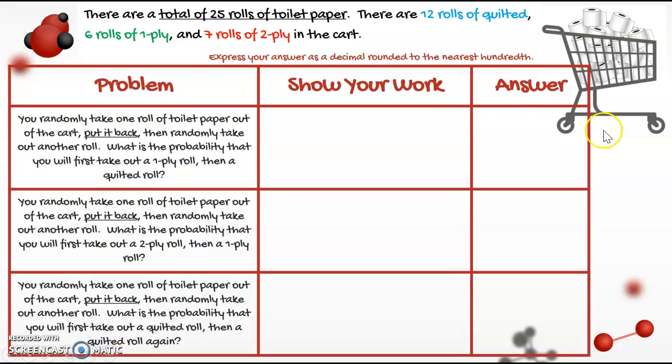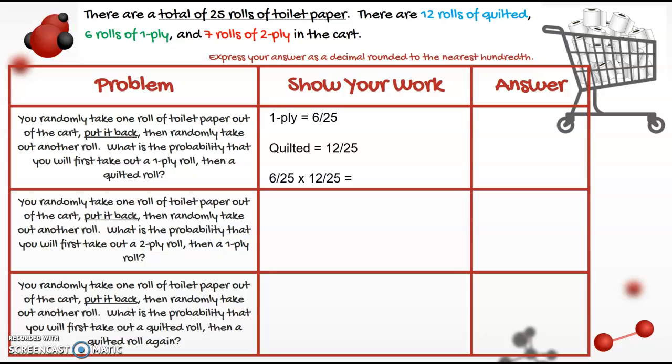Again, it says express your answer as a decimal rounded to the nearest hundredth. Let's actually see if I did that. So I apologize ahead of time if I didn't. So we randomly take 1 roll of toilet paper out of the cart, but then we put it back, and then we take another roll out of the cart. So what's the probability that the first roll is going to be 1-ply and the second roll will be quilted?